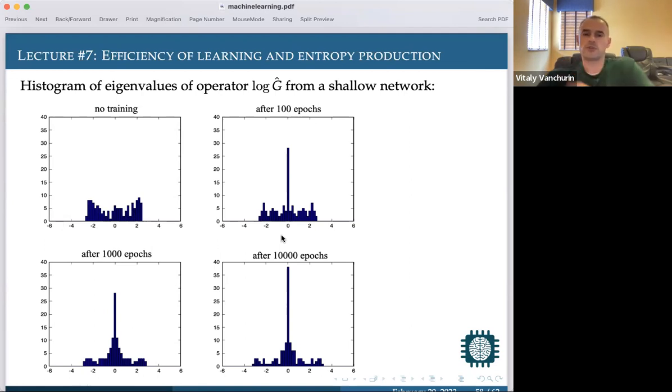Okay, so before I show the results that prove why the shallow network has this symmetric spectrum and therefore is not an efficient learner, and why deep networks do not have the symmetric spectrum and therefore are efficient learners, let's see if there are any questions.